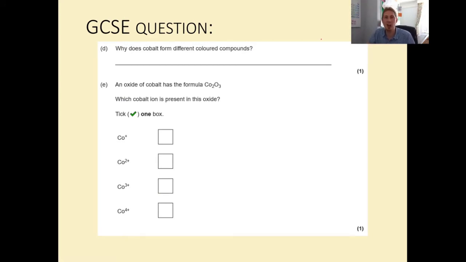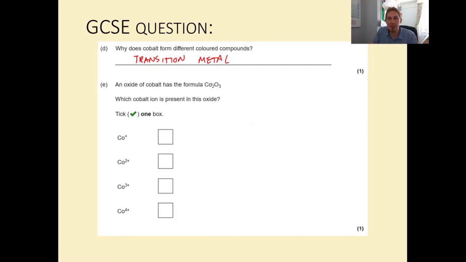So just to convince you that this is something that is there at GCSE, here's a GCSE question. Why does cobalt form different coloured compounds? Of course, the answer is that it is a transition metal. Remembering, of course, that transition metals form coloured compounds while group 1 and 2 compounds form white or grey compounds. But this is the interesting one. An oxide of cobalt has the formula Co2O3, so cobalt there, O3. Which cobalt ion is present in this oxide for 1 mark?